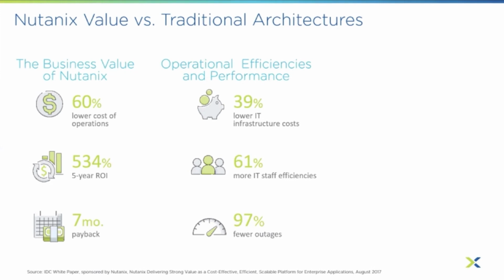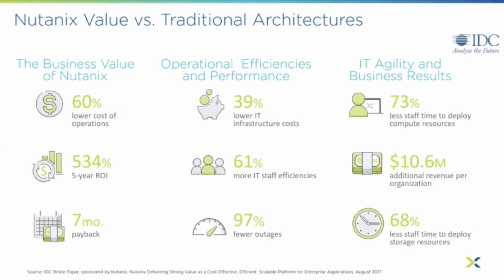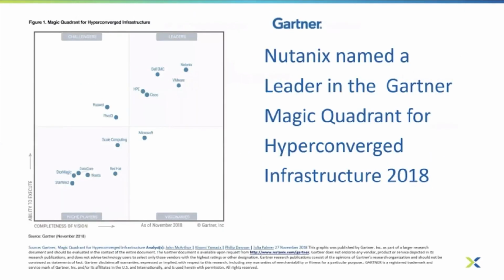Much better uptime, so you're going to have higher productivity. And finally, from a business and agility side of things, the big one I like to call out is that these customers told IDC that because they moved to Nutanix, they were able to realize $10.6 million more revenue per year. And so that's really powerful from a business standpoint.